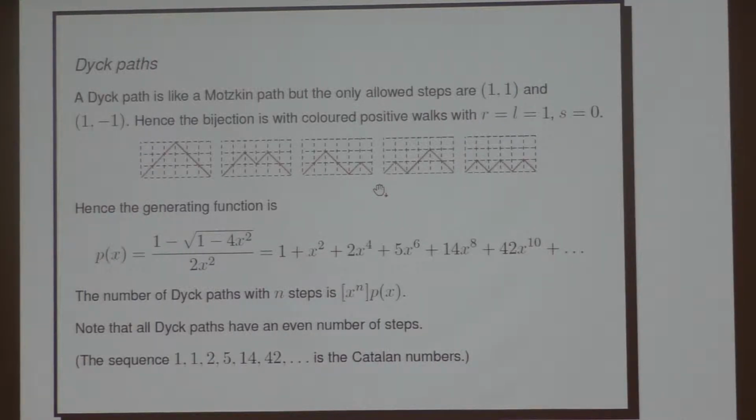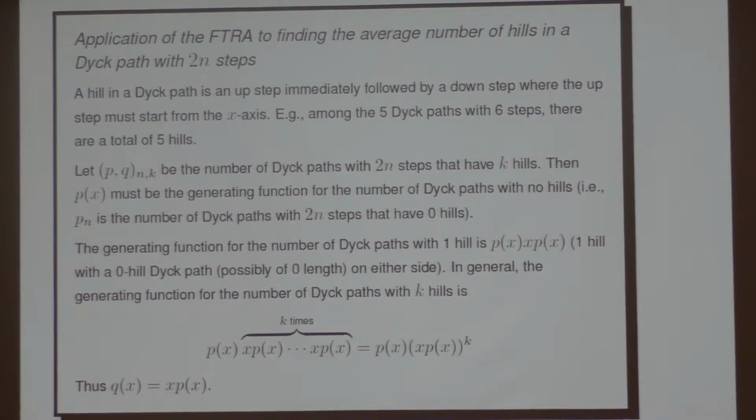So the question might be, well, is that always true? Obviously it's not going to be true for n equals 0, because we tend to count n equals 0 as having one path, but obviously there are no hills in that. But for n greater than 0, is it always true that the total number of hills for all possible Dyck paths of length 2n is equal to the number of Dyck paths of length 2n? So that's what we can prove using this fundamental theorem of Riordan arrays.